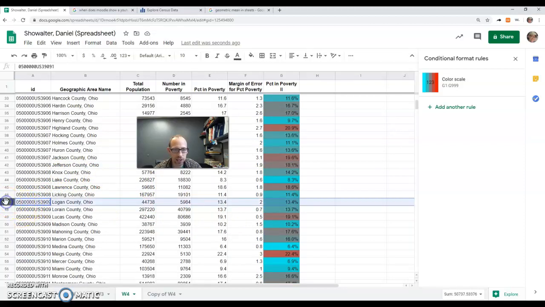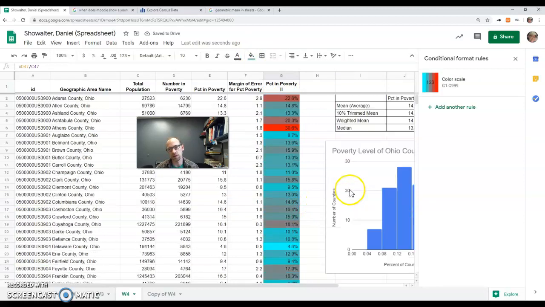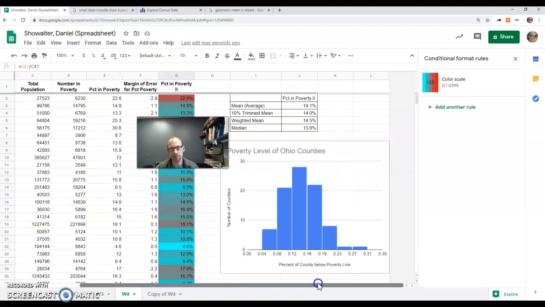What I want you to do then is highlight a particular county that you have some kind of association with. For me, I was born in Logan County, so I'm going to go ahead and click on the number beside the county and highlight that green. So I can see where my county fits in. 13.4% was just below the median level of poverty and a few steps below the average poverty in Ohio.